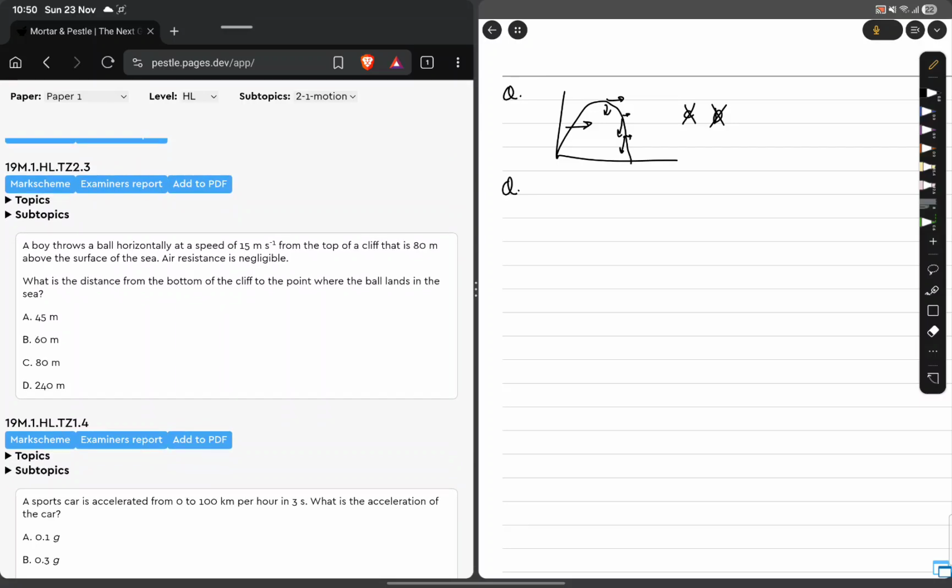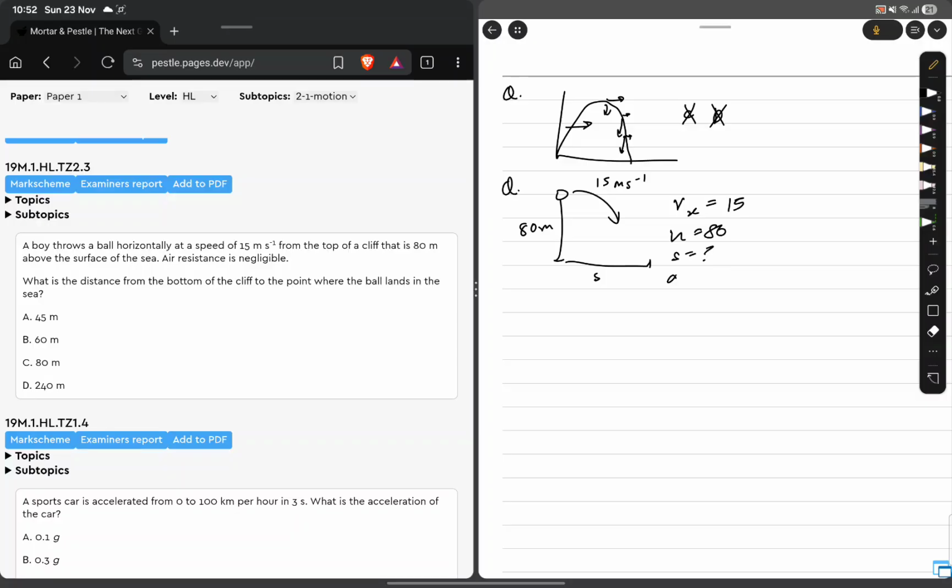So a boy throws a ball horizontally at the speed of 15 from the top of a cliff that is 80 meters tall, above the surface of the sea. Air resistance is negligible. What is the distance from the bottom of the cliff to the point where the ball lands in the sea? So this is what we're given. u is 0. The horizontal component is 15. Height is 80. We need to find the distance.